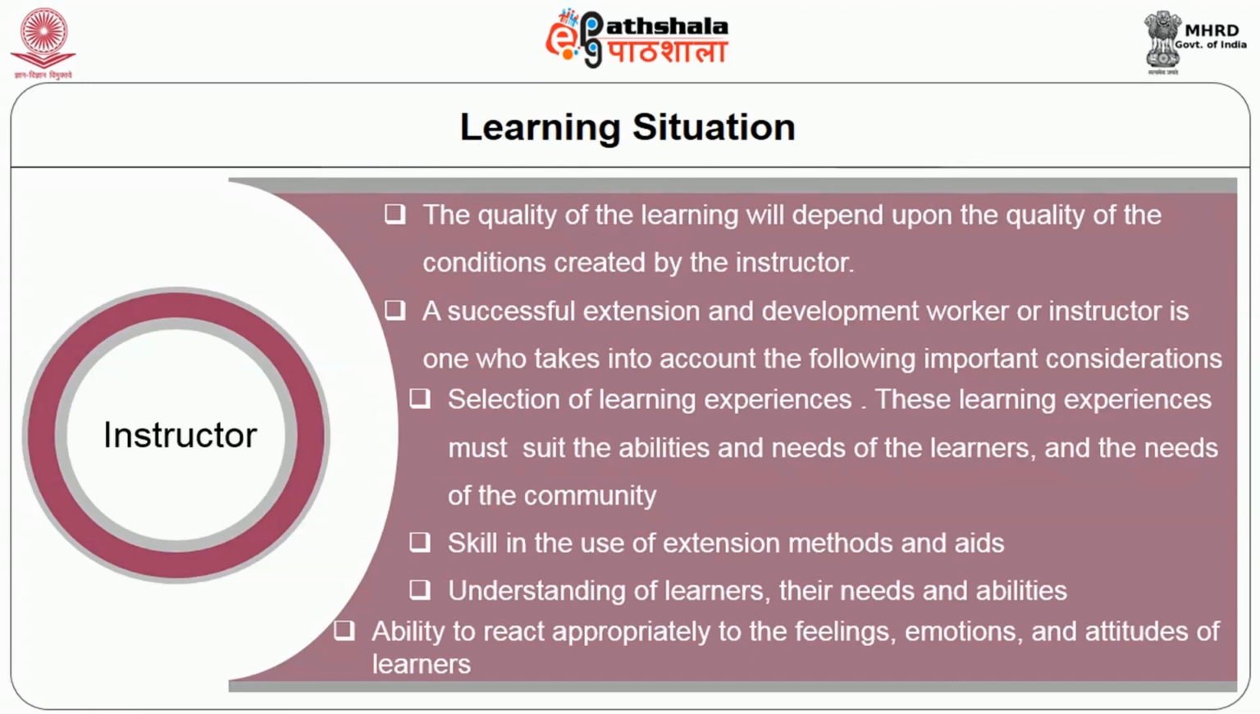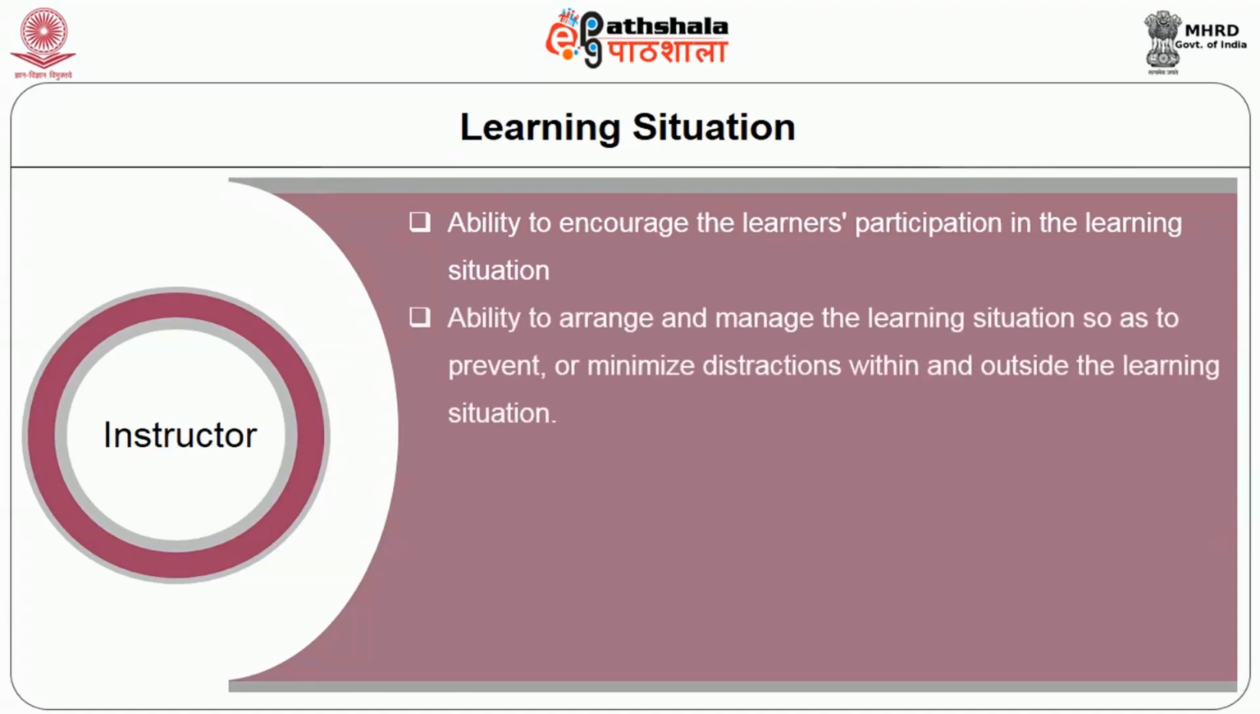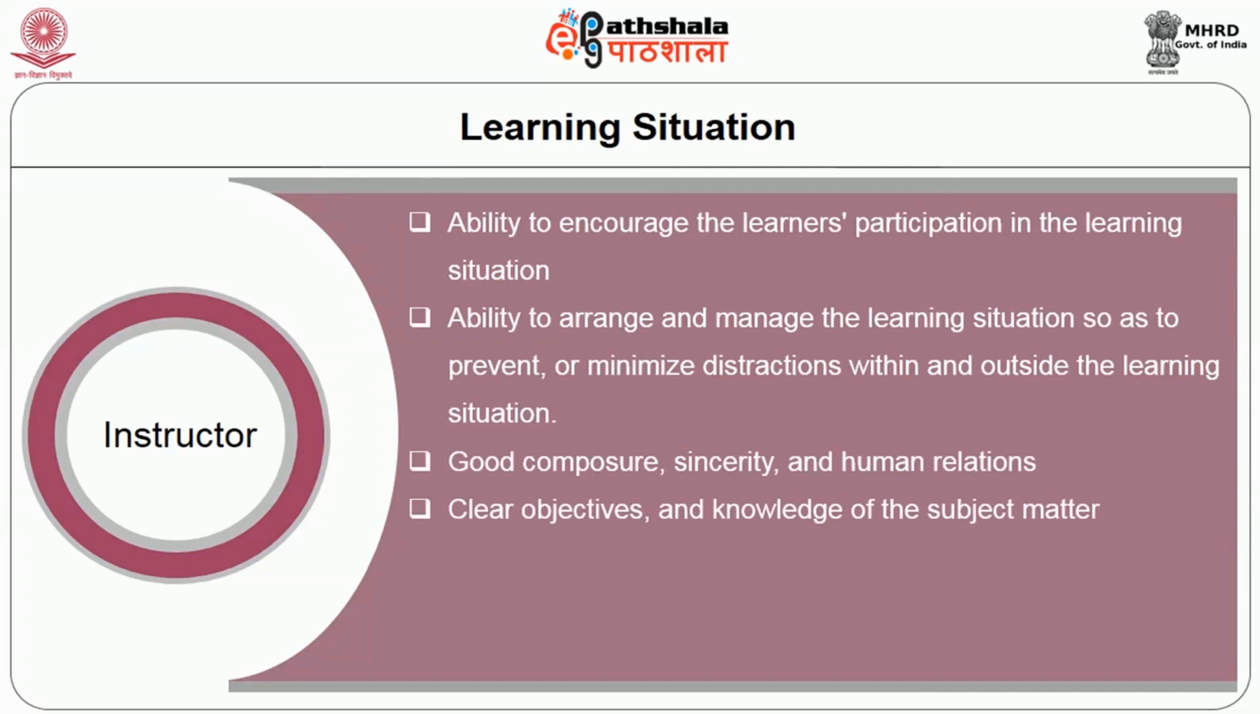Number 4 is the ability to react appropriately to the feelings, emotions and attitude of the learners. Number 5, ability to encourage the learners' participation in the learning situation. So, always learning should be interactive while teaching farmers. Next, ability to arrange and manage the learning situation so as to prevent or minimize distractions within and outside the learning situation. The instructor should have good composure, sincerity, and good human relationships. You should set forth clear objectives and have knowledge of the subject matter. He should possess good communication skills and good democratic leadership.